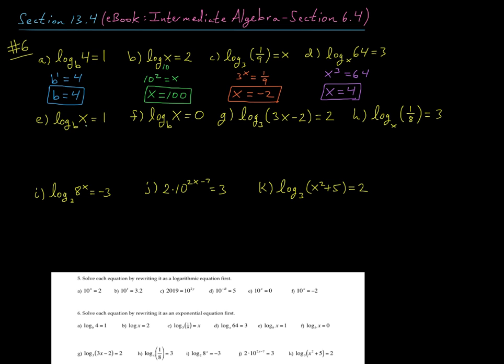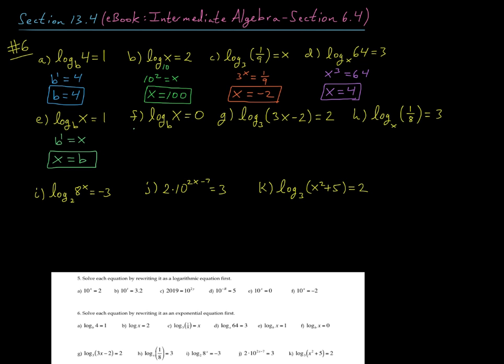All right, part E, log base b of x is equal to 1. So this is going to give us b to the first is equal to x. Or put another way, x is equal to just b. And that's really as far as we can go. We don't know the value of b, but whatever it happens to be, x would equal that number.